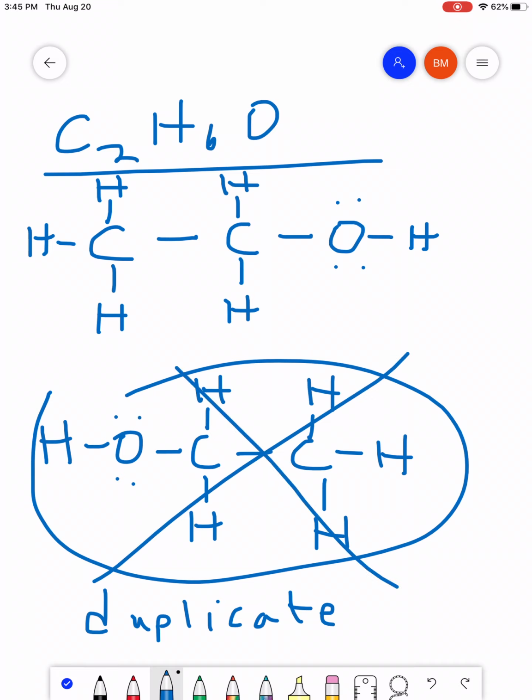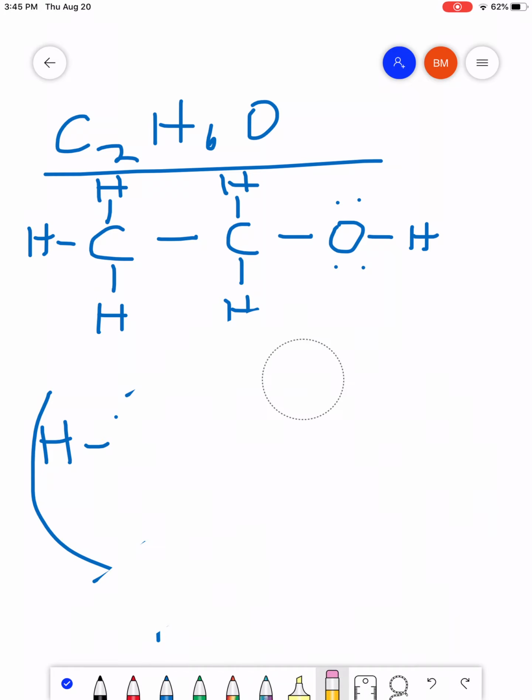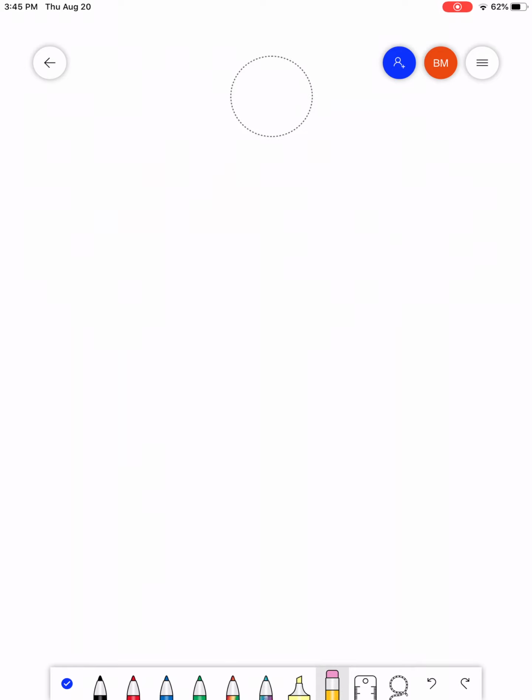If you put a duplicate on a quiz or an exam, I won't count it off. It's not a wrong answer. It's almost like you're putting the same answer twice. But I will look for each and every correct, different constitutional isomer. All right. Let's try another one.